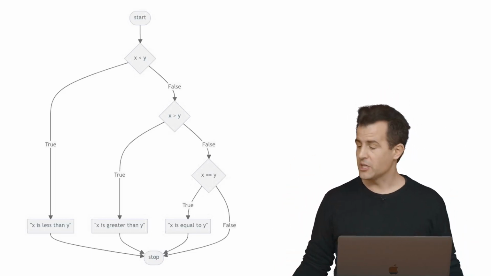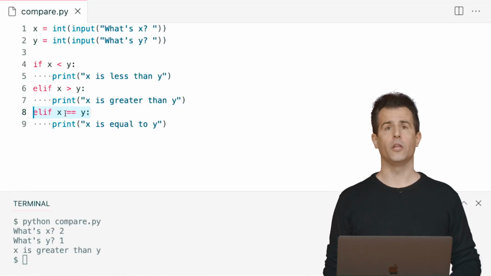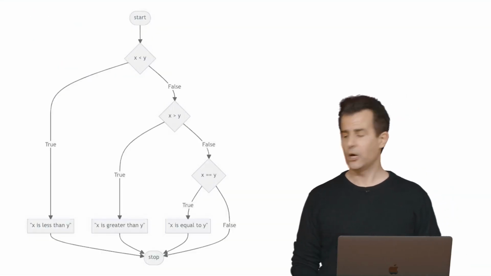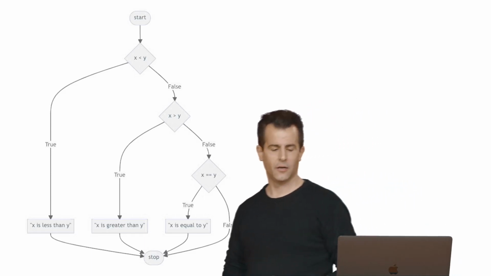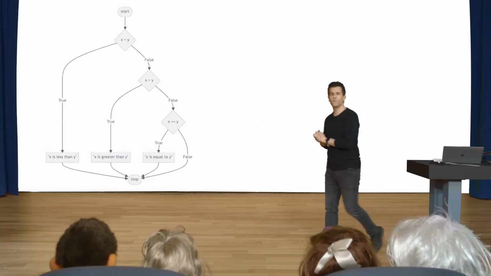Well, let me pause here to see if there's any questions now, either on the code version thereof here or on this diagramming of that very same logic. Questions here on this control flow? Aren't we supposed to put an else at the end?